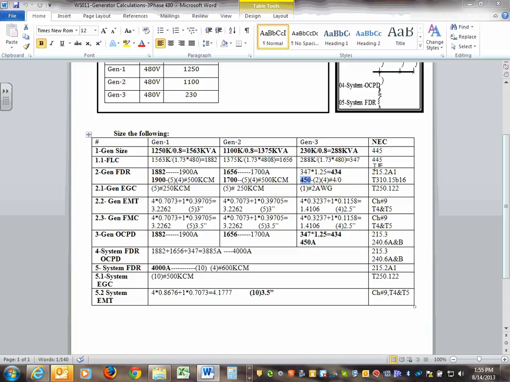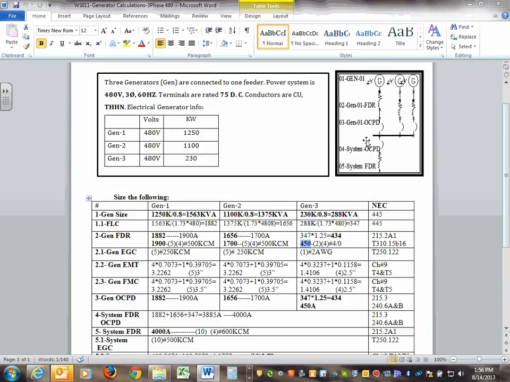And then I put the rest of it, sizing the equipment grounding conductor, based on the circuit breaker. Then I have an EMT conduit and flexible metallic conduit, exactly like I did for everything else, guys. The most important thing is here, right underneath the generator, I want to go directly into the system. Now I have to size that system board here. See that circuit breaker? For the whole system.